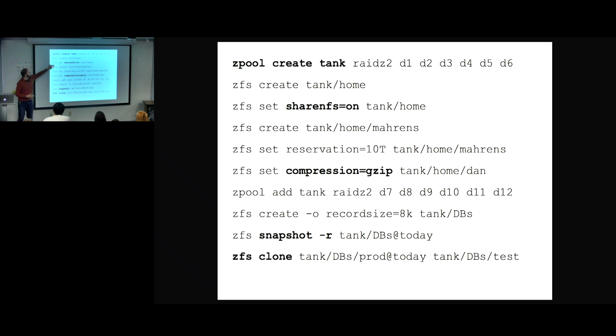So like if you want to share something out over the NFS protocol, you can set sharenfs=on, and then all the file systems underneath there will also be shared over NFS. You can also say, oh, this guy's home directory, he's using too much space, let me compress it using gzip. We also made it easy to add storage as the system is running with zpool add, a bunch of other cool stuff.